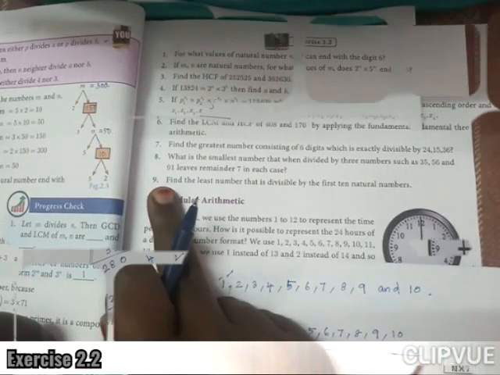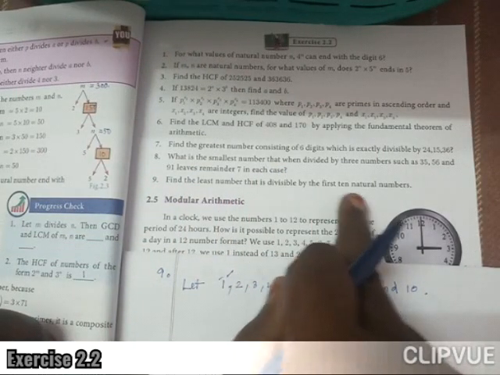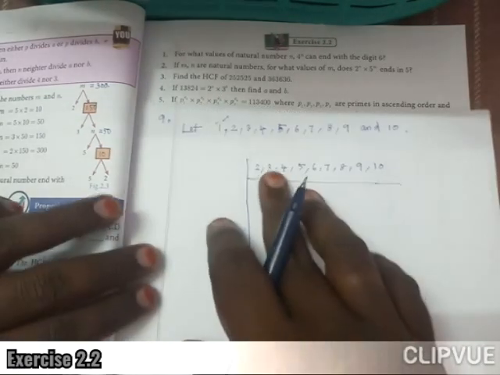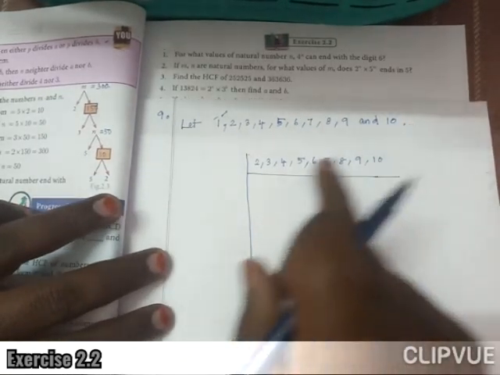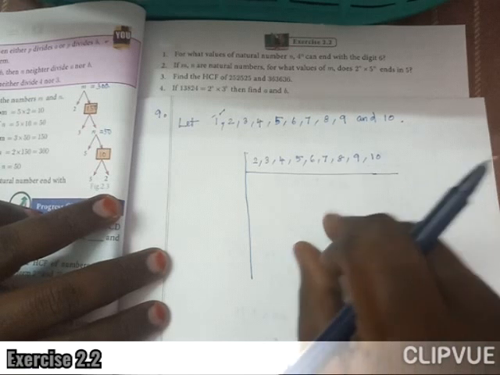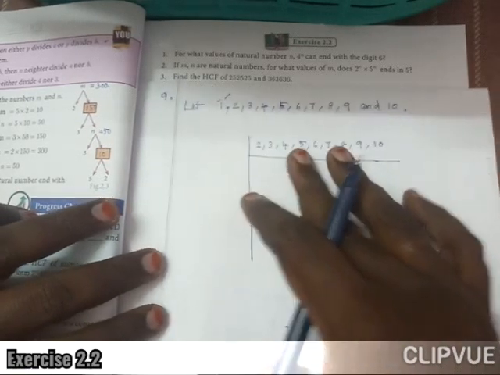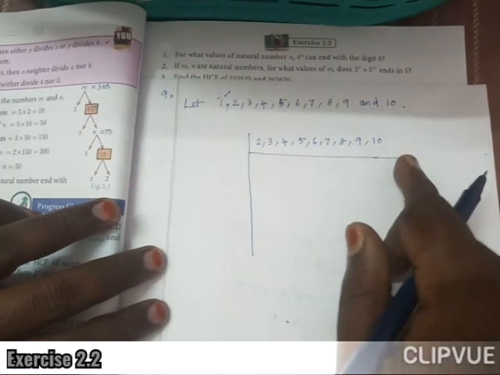Question number 9. Find the least number that is divisible by the first 10 natural numbers. We are going to find the LCM of the first 10 natural numbers. Let the first 10 natural numbers be 1 to 10. So better we can use this method. It is easy. First I will teach you this method, then I'll teach you one more method next. So first you are going to find the LCM.